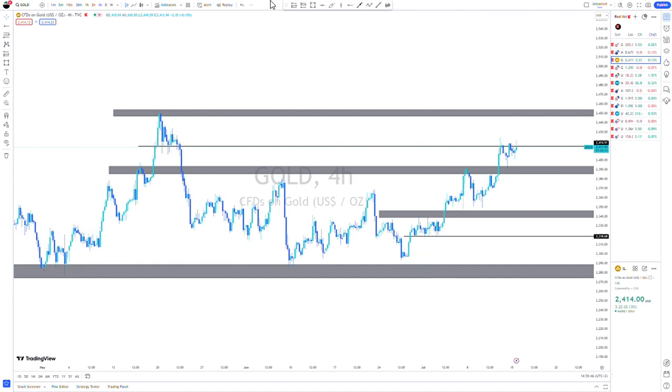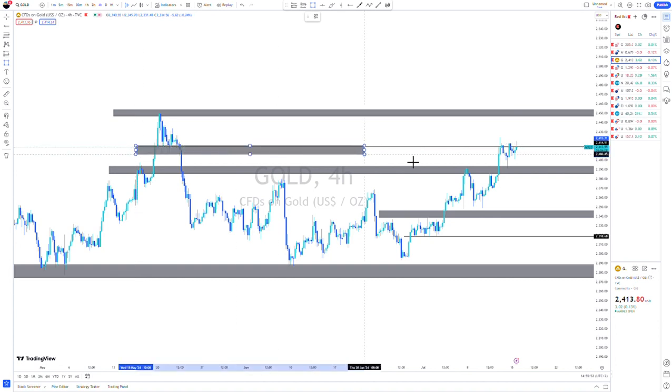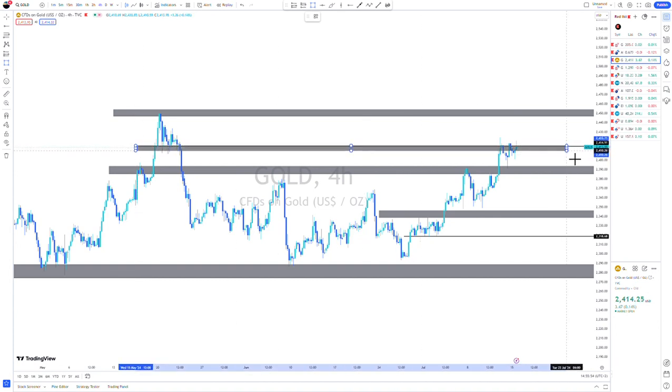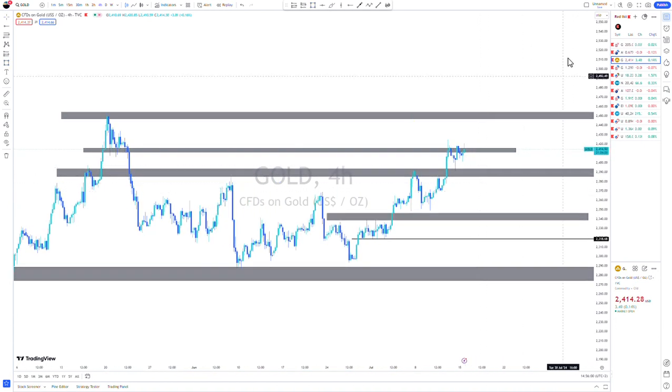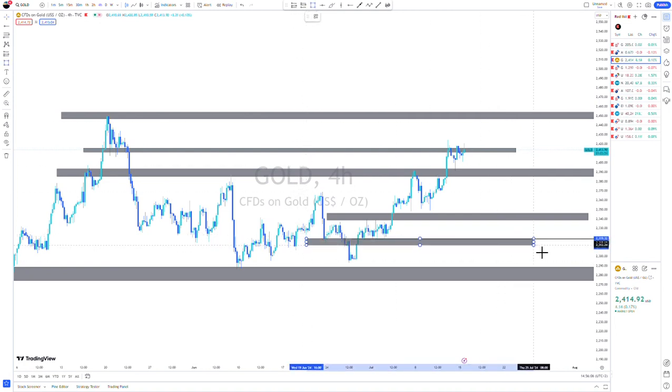Okay, so on my 4 hours, I can currently tell that the market is kind of failing to break above this level right here. So I'm just gonna go ahead and put a zone there and then put a zone here. Okay, so now that I've marked my levels, I can start creating my buys.